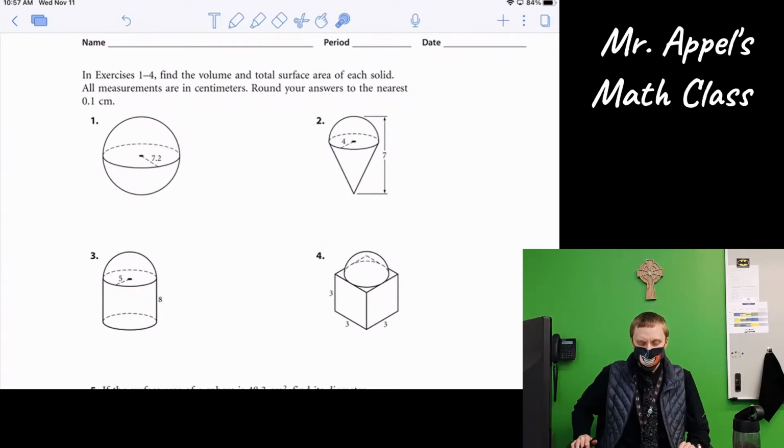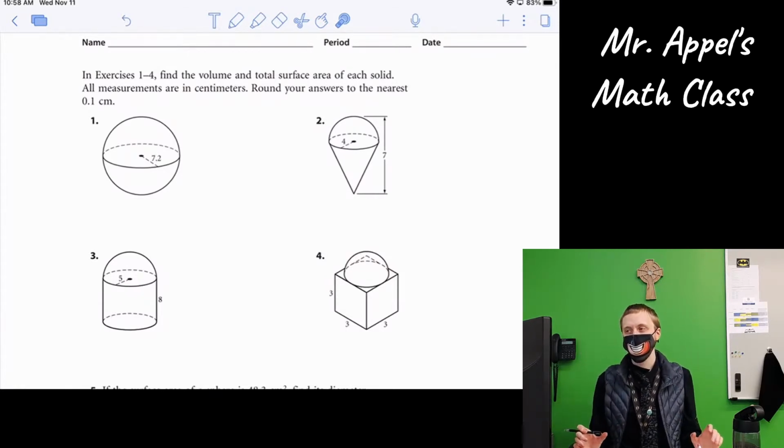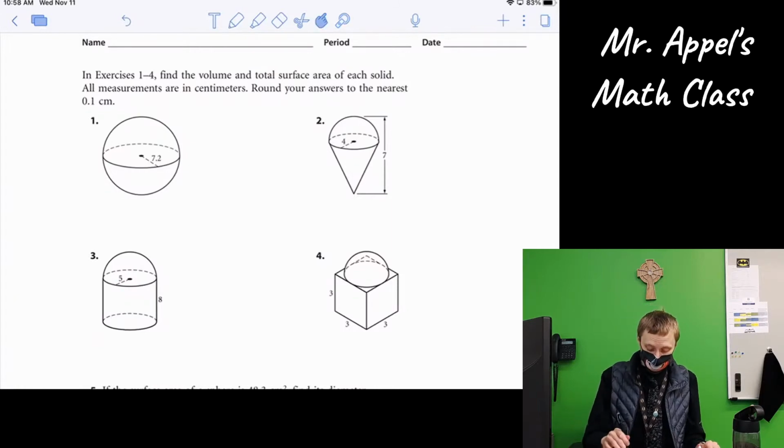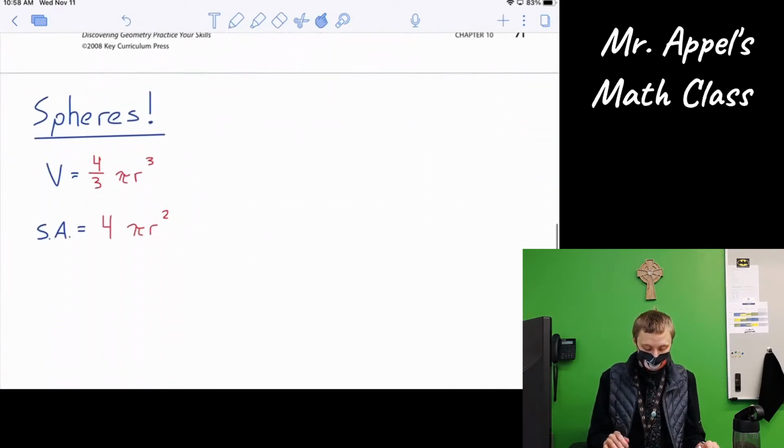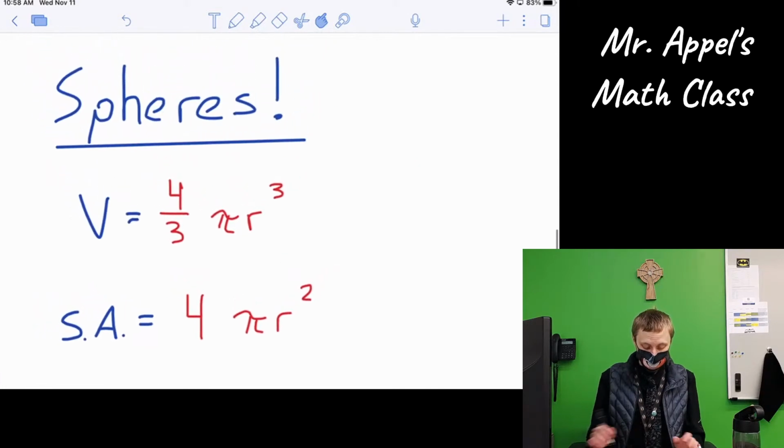All right, any questions on today's work? Show the formula again. Sure. Should be in your notes somewhere, but there you go. I'll just leave that one on screen and leave the rest to you.